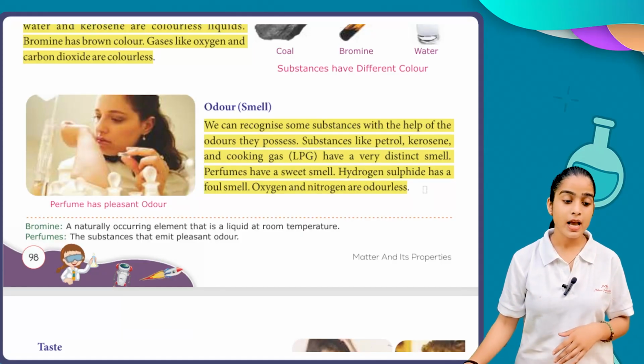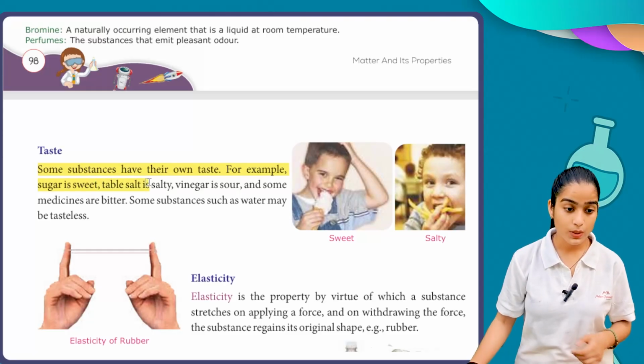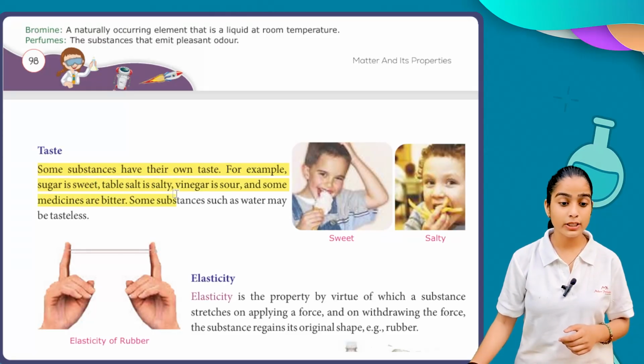Next category we have is taste. Some substances have their own taste. For example, sugar is sweet, table salt is salty, vinegar is sour, and some medicines are bitter. Some substances are watery, maybe tasteless.